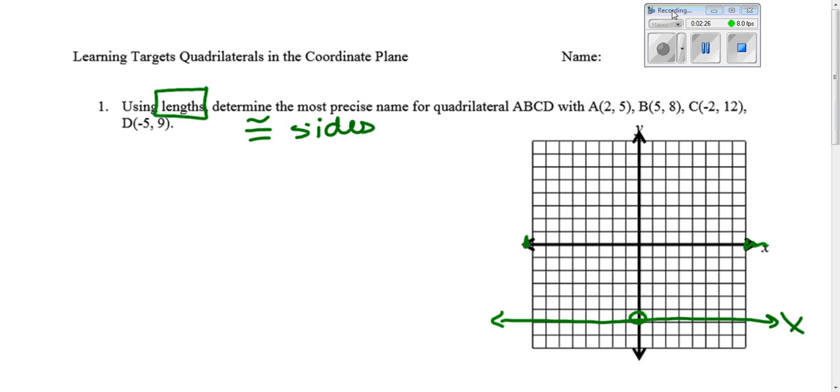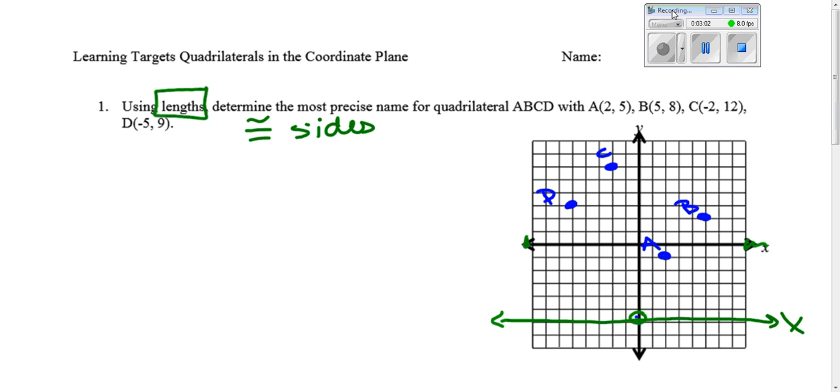So I'm going to go ahead and plot my points. A is located at 2, 5. So from my new origin, I go over 2, up 5, and here's A. B is at 5, 8. So 1, 2, 3, 4, 5, up 8: 1, 2, 3, 4, 5, 6, 7, 8. And I put B. C is at negative 2, 12, and this is why I had you move it. Negative 2, up 12: 1, 2, 3, 4, 5, 6, 7, 8, 9, 10, 11, 12. And then D is at negative 5, 9: 1, 2, 3, 4, 5, and up 9: 1, 2, 3, 4, 5, 6, 7, 8, 9.